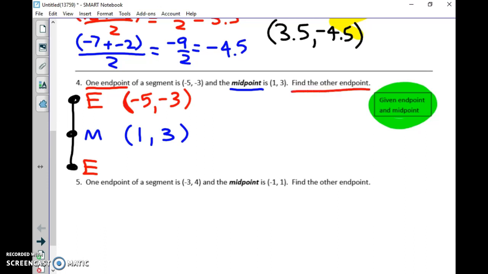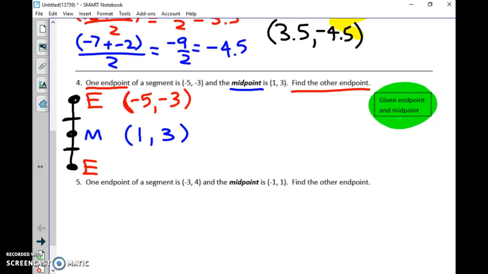So notice, if I know the end and the middle, this creates a half that has to be equal to the other half, right? That's what a midpoint does, cuts it exactly in half. So I want you to notice, if I can find the difference from this endpoint to this midpoint, that difference is going to be the same difference to the other endpoint. Okay? So what I'm going to do is try to find these little differences so I can continue the pattern.